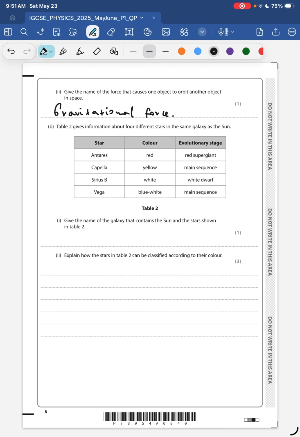Now, part B, table 2 gives information about 4 different stars in the same galaxy as the Sun. Give the name of the galaxy that contains the Sun and the stars shown in table 2. That's the Milky Way. Okay.